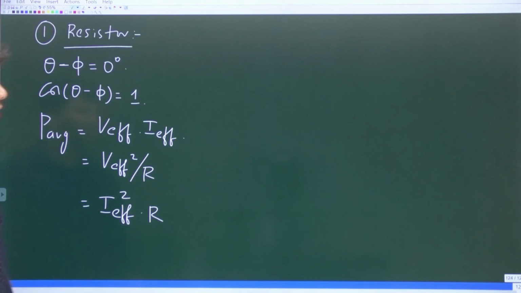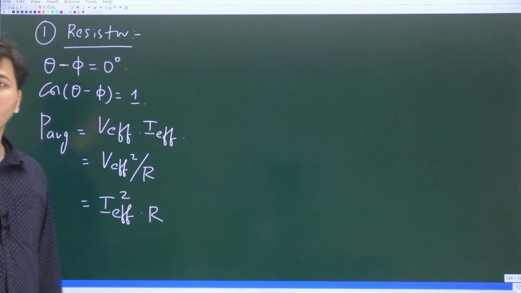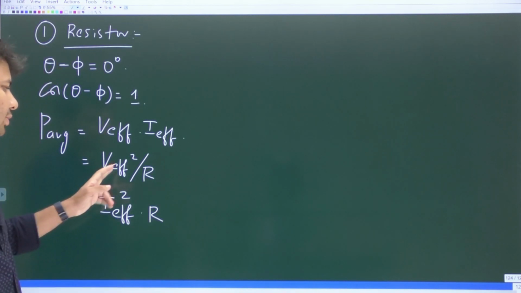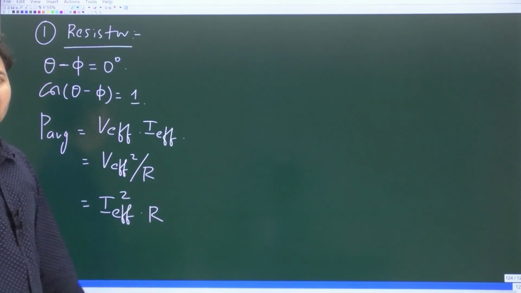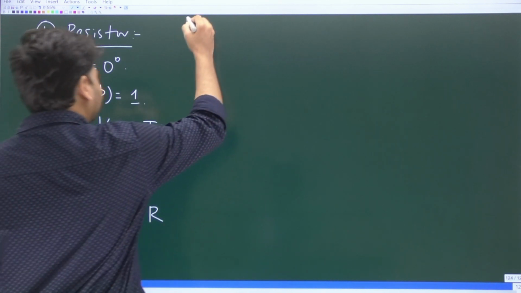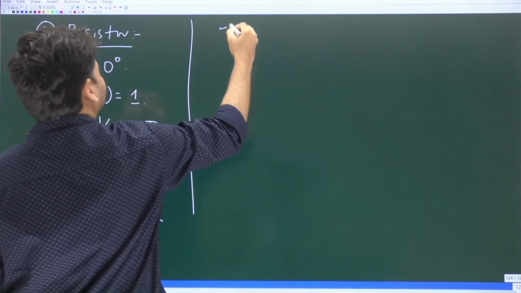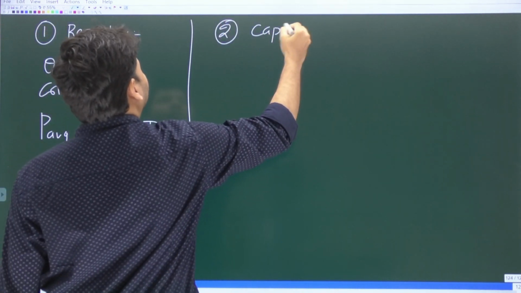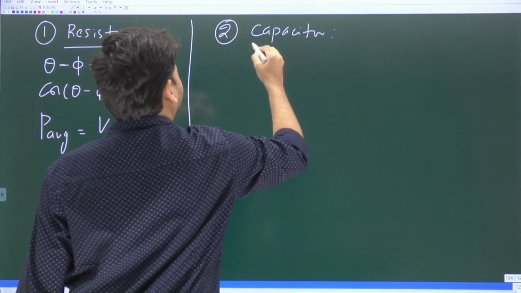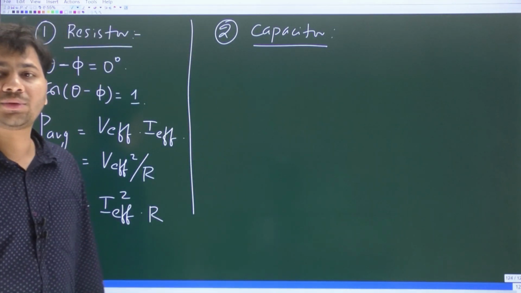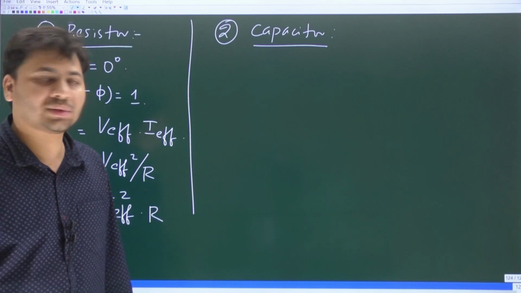Average power in a resistor is the square of the RMS voltage divided by resistance, or the square of the RMS current multiplied by resistance: V effective squared divided by R, or I effective squared into R. And then we have the two reactive elements in the form of what? Capacitor and inductor. For a capacitor, you know, current leads voltage by 90 degrees.